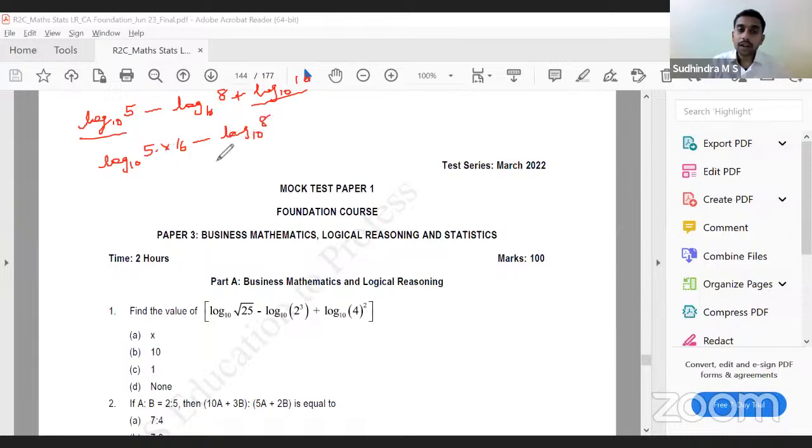Log m minus log n can be written as log of m by n. So 5 into 16 divided by 8. 8 ones are 8, 8 twos are 16, 5 twos are 10. Log 10 to the base 10 is 1. So the answer is 1.